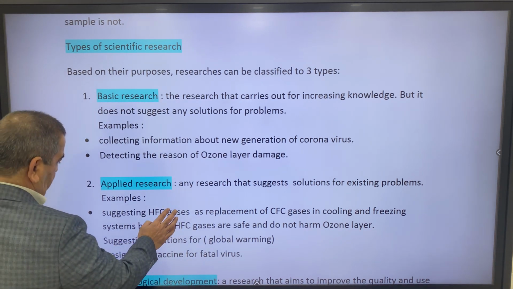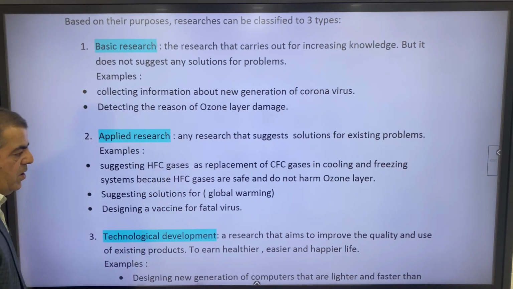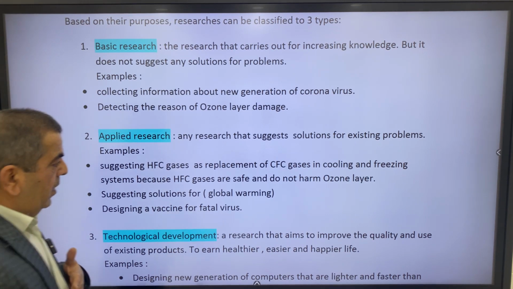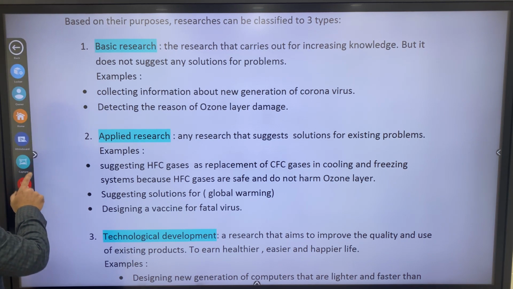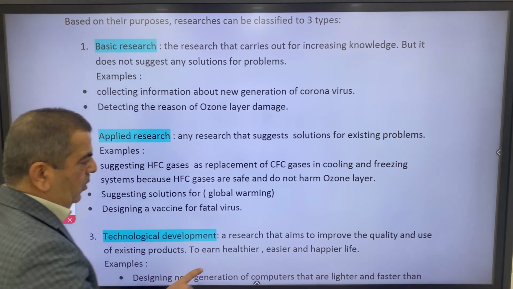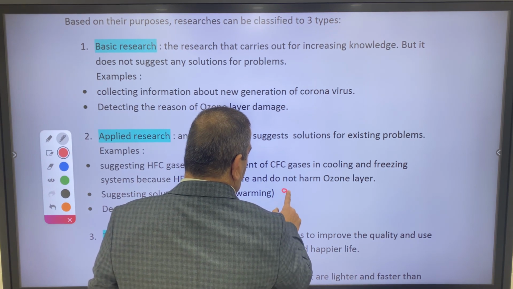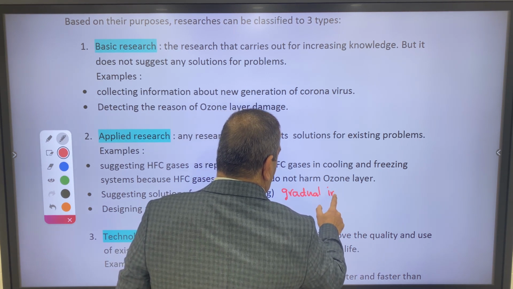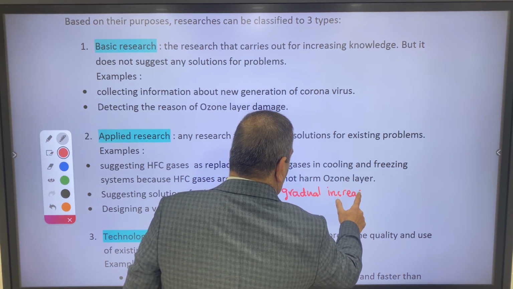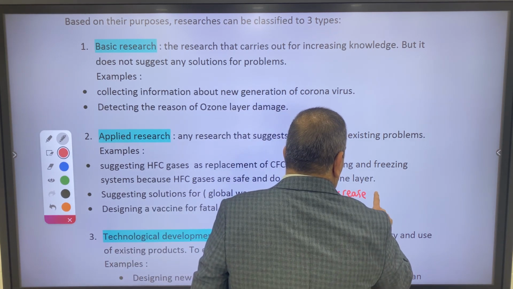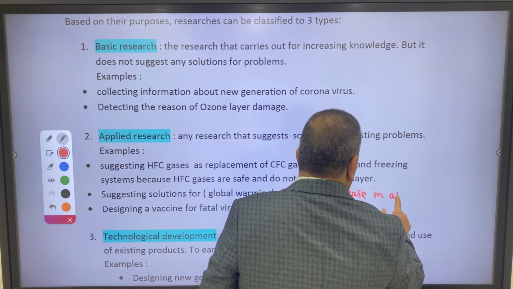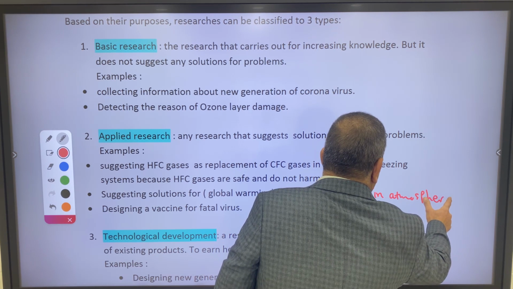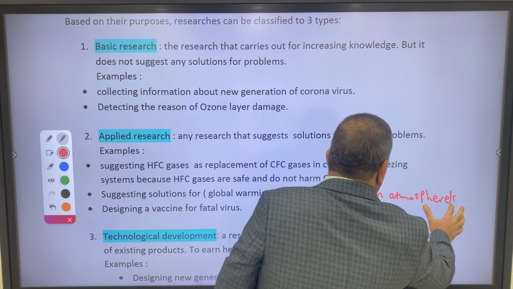Another example is suggesting solutions for global warming. What is global warming? Let's have a clarification for global warming. Global warming is what? It is a gradual increase in the atmosphere's temperature.